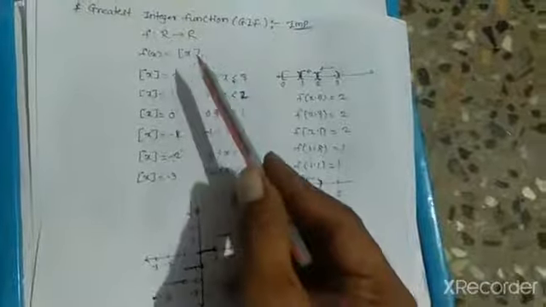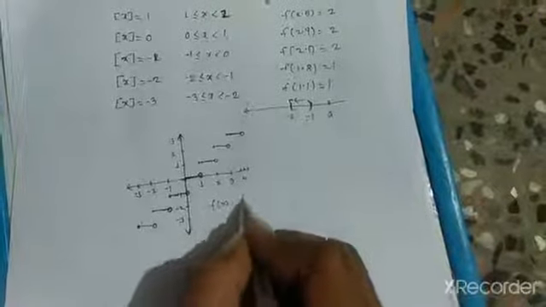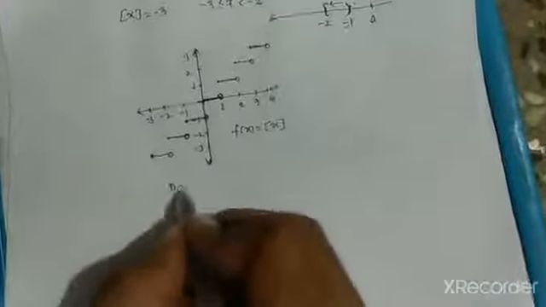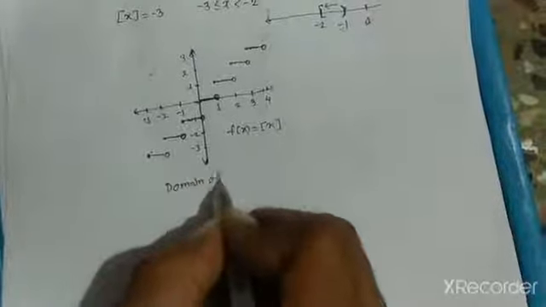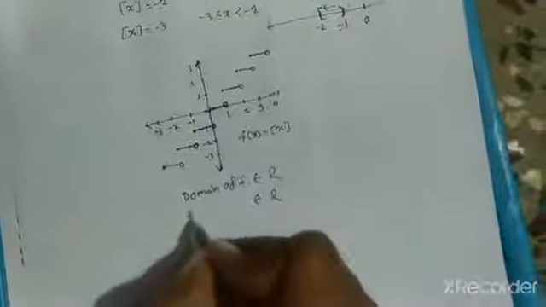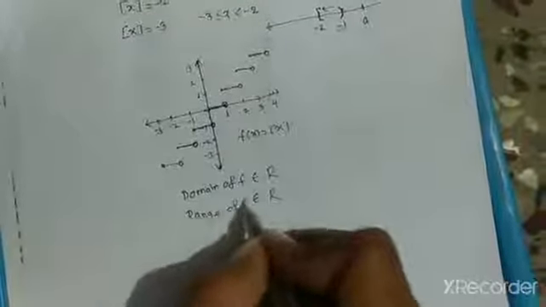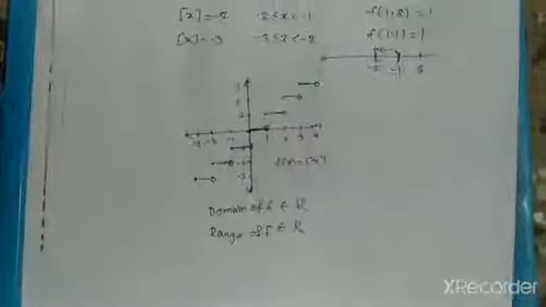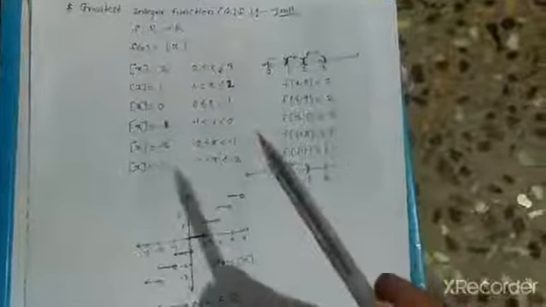So the graph of the function f of x is equal to the greatest integer function of x will look like this. Okay, now in this, the domain of f is again the real numbers and the range of f is also the real numbers. Okay, so this is all about the greatest integer function.